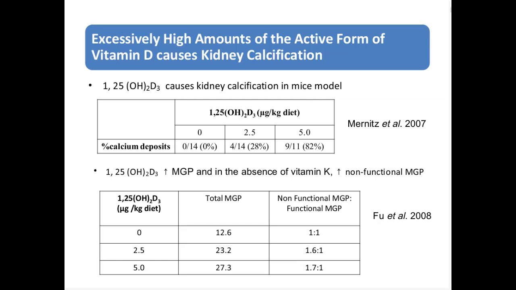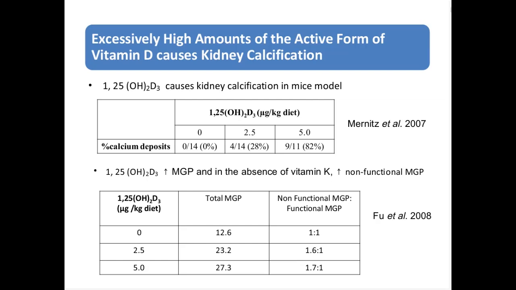1,25-dihydroxy-D is also known as calcitriol, and this is the active form of vitamin D. And when you give increasing amounts in the diet, you see more calcium deposits. So of 14 mice that are not given calcitriol, you don't see any calcium in the kidneys. When you go up to 5 micrograms per kilo of diet, 9 out of the 11 animals have calcium in their kidneys, and so that's 82%.